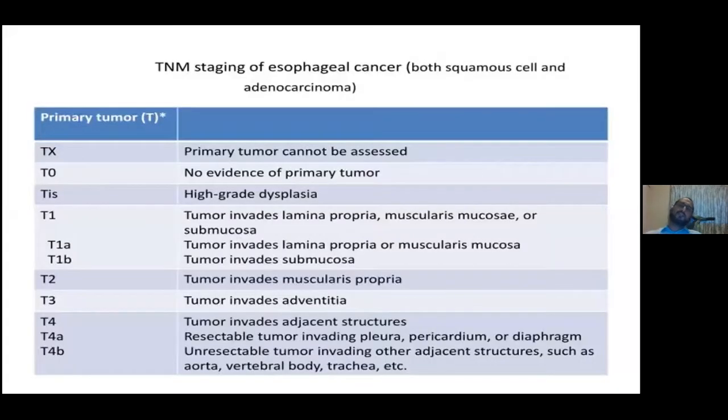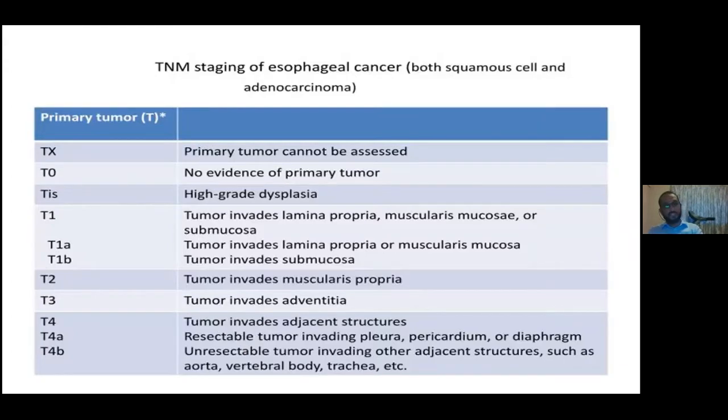So what is the stage of esophageal adenocarcinoma? Just to simplify the management in the next slides we're going to go through, it's the TNM staging. For T staging: TX, primary tumor cannot be assessed. T0, no evidence of primary tumor. Tis, carcinoma in situ, high-grade dysplasia.